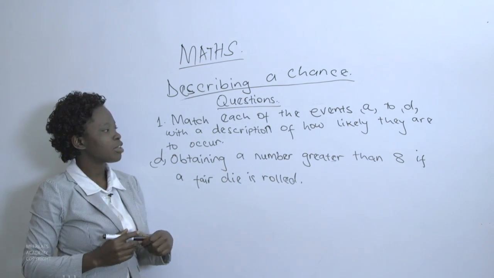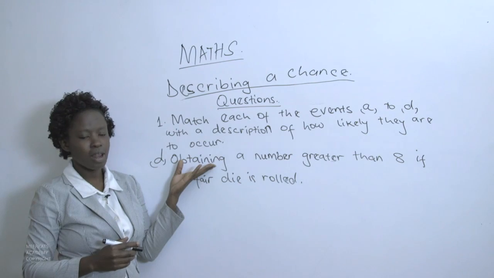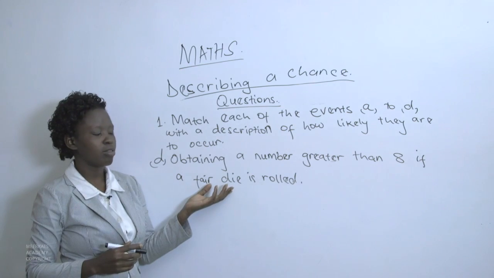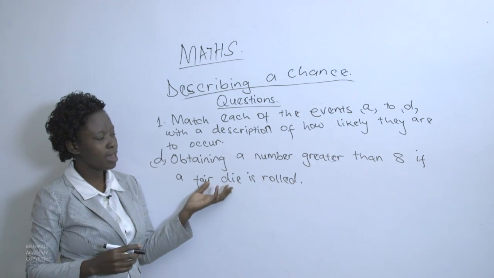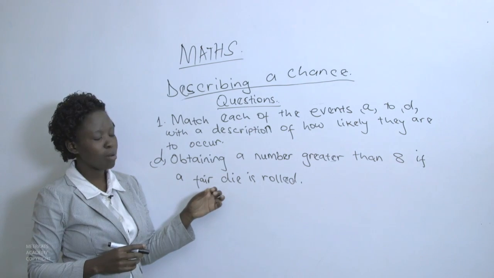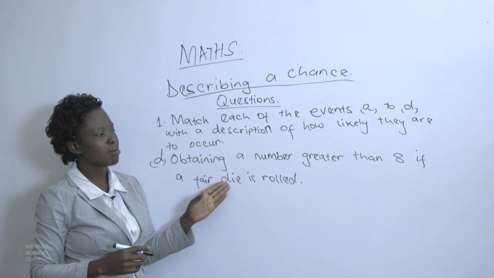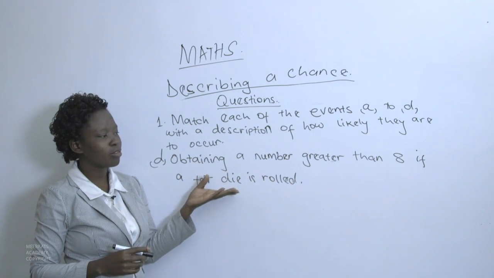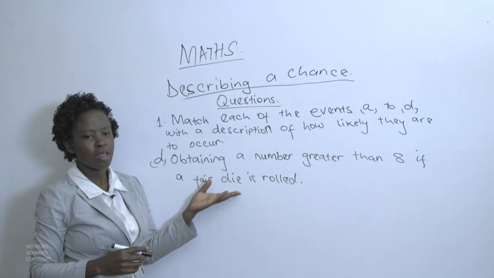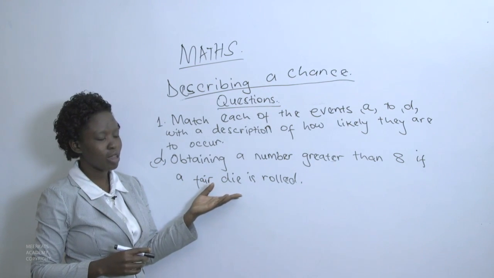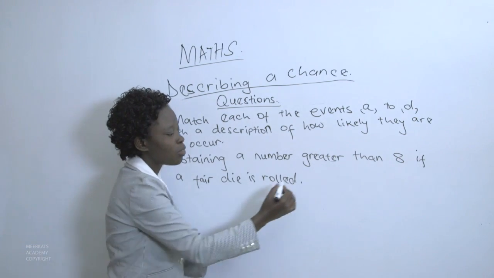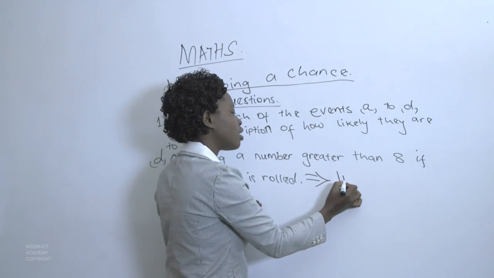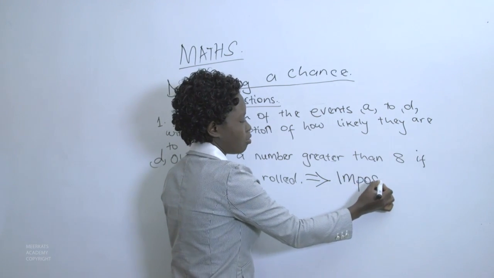The other question we have is, we are supposed to describe the likeliness of obtaining a number that is greater than 8 if a fair die is rolled. So we know that a fair die has 6 sides labeled 1 to 6. So having a number that is more than 8 is not going to happen. So since we are very much sure that the event cannot take place, we are sure the event is not going to take place. So in describing this probability or this chance, we are simply going to say that this event is an impossible event.